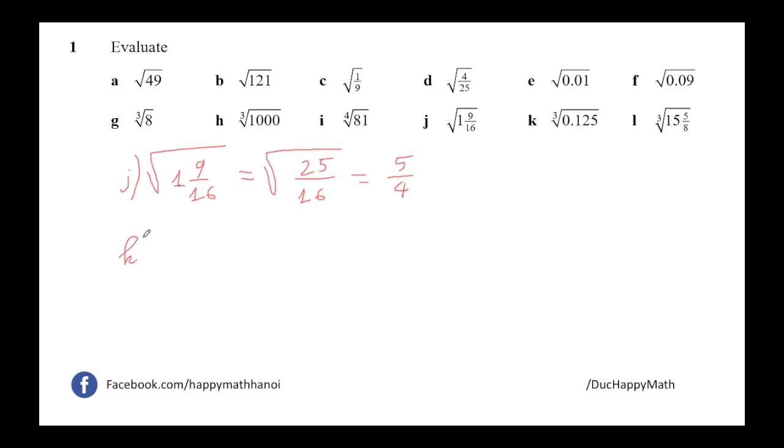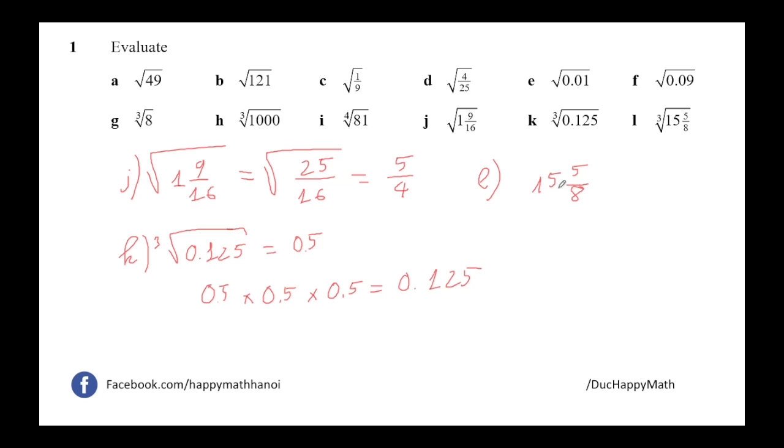And how about K? K is a cube root, which means multiplying 3 times. Which number multiplied together 3 times equals 0.125? It means 0.5, because 0.5 times 0.5 times 0.5 will be equal to 0.125. Okay, there's a similar way with L, the last question.